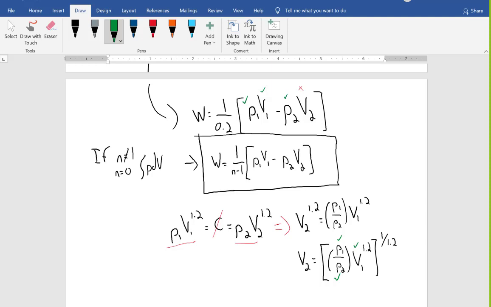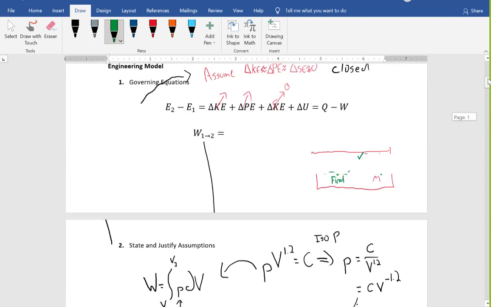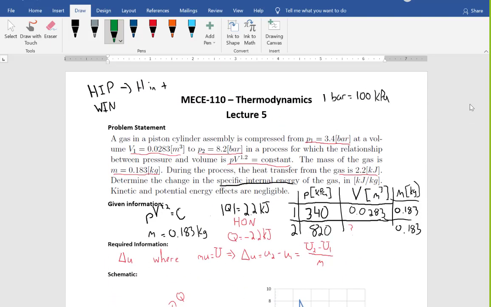If I didn't make a mistake in the math, I believe that V2 is equal to 0.0136 meters cubed. Right, so now what I could do with this piece of information is I could come back in here and say that this is 0.0136 meters cubed.